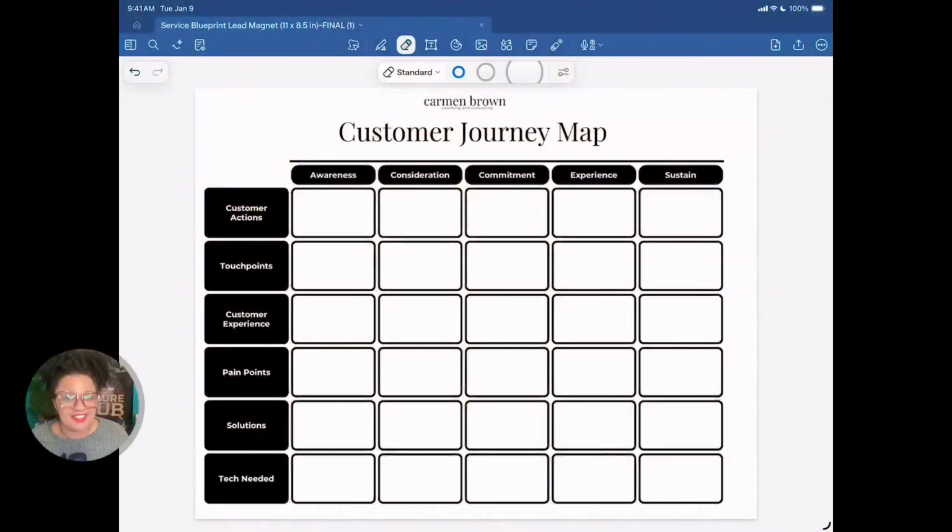All right, so those are the stages of the customer journey. And now, y'all, let's map this thing out. Let's do it. If you are ready, type a ready in the chat because we are about to get it on and popping. All right.